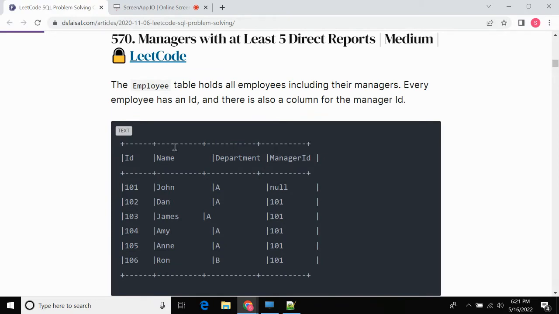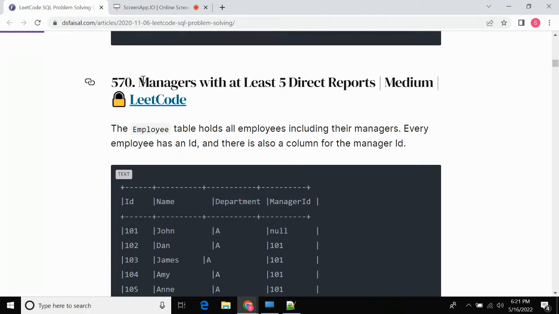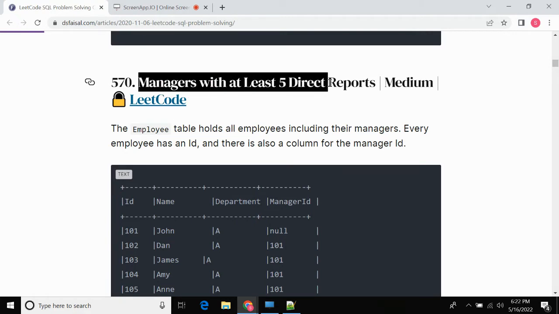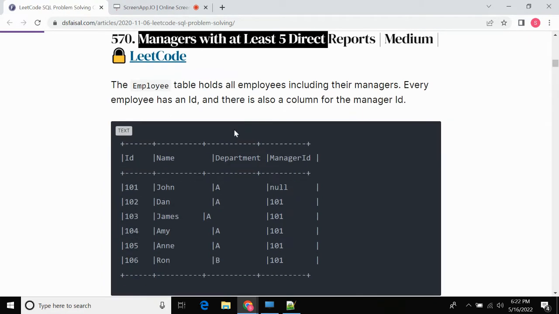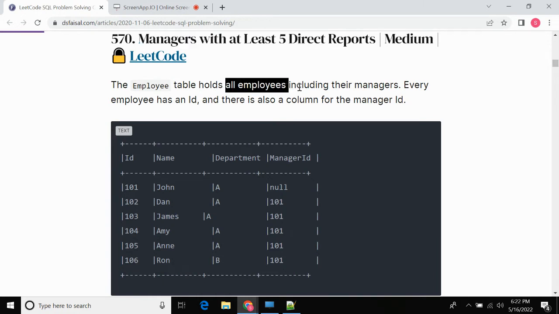So if you see this tag, right? A manager with at least five direct reports. Which means that you have to write a SQL query to find the managers under which there are at least five employees reporting to him. Understand? So this particular employee table holds both the employees' information as well as their manager information.